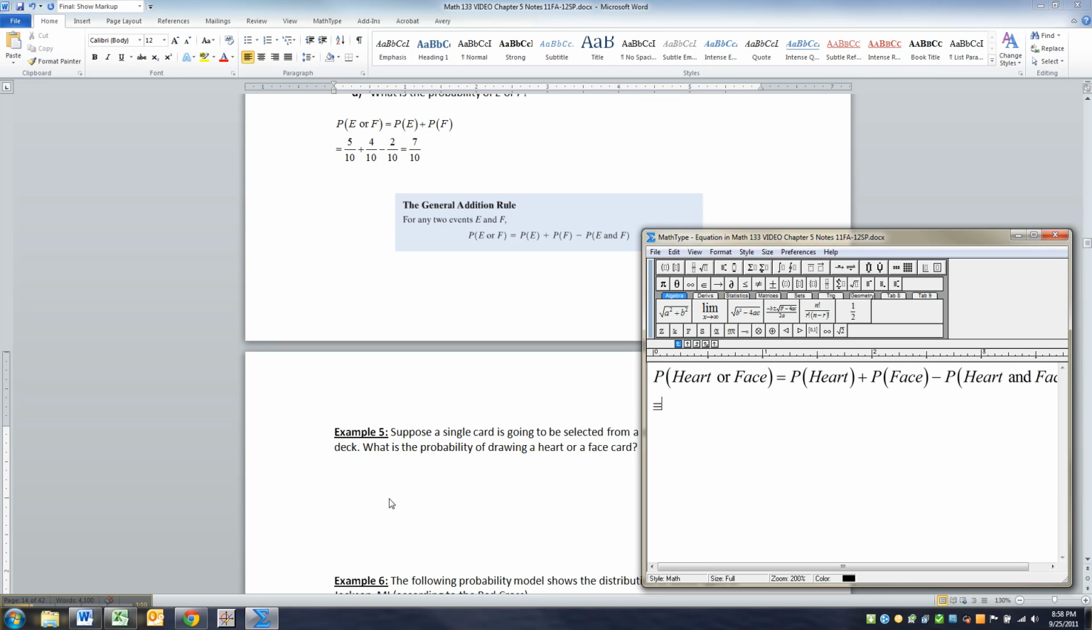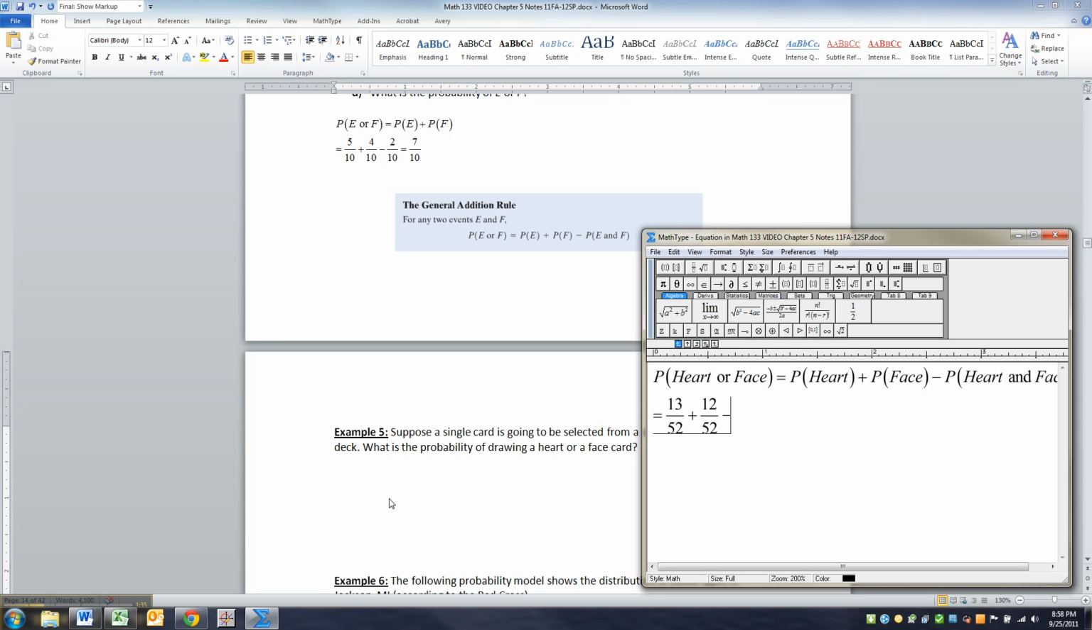Okay, so how many hearts are there in a deck? There's 13 out of 52. Plus, how many face cards? Face cards are any ones with faces on them, i.e. kings, queens, and jacks. We're not counting jokers because I'm just assuming the 52 card deck, not with 2 jokers. So there's 12 out of 52 because there's 4 suits and a king, queen, and jack in each suit. 4 times 3 makes 12.